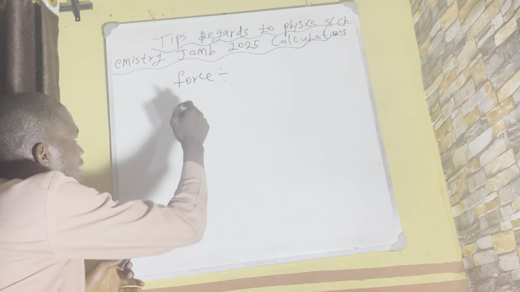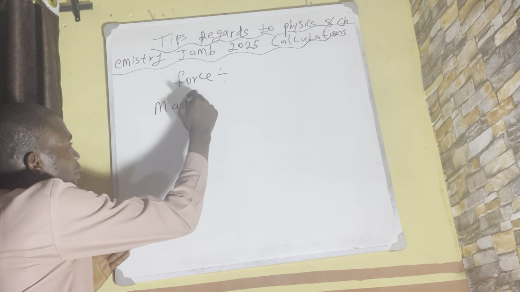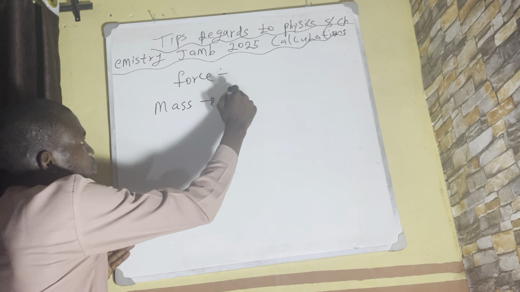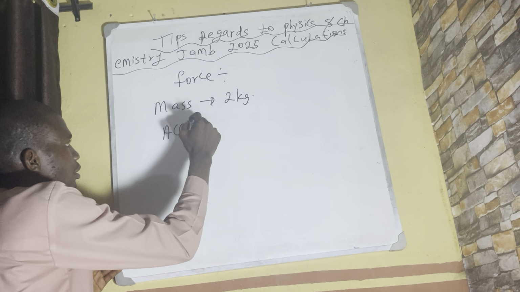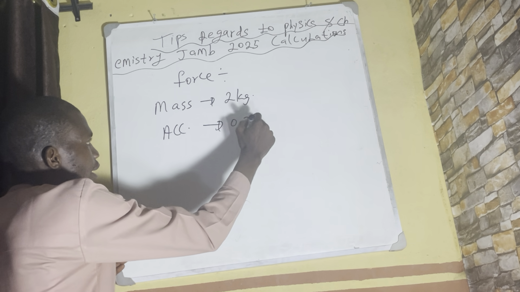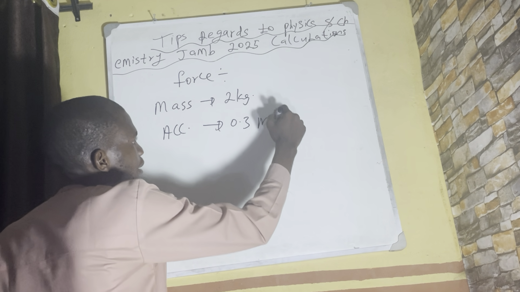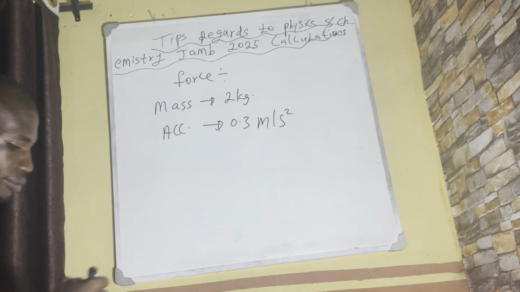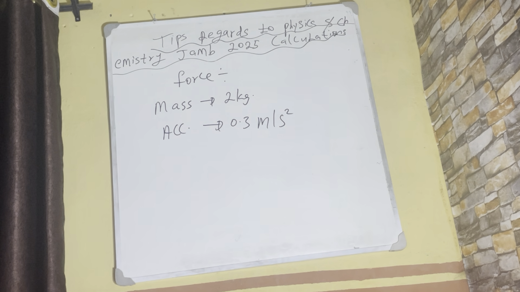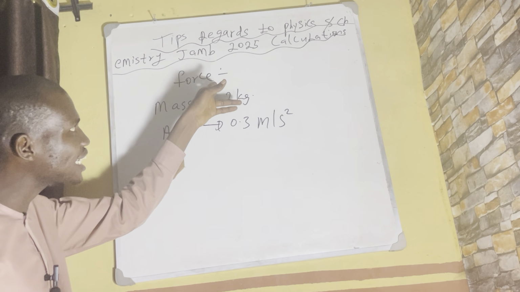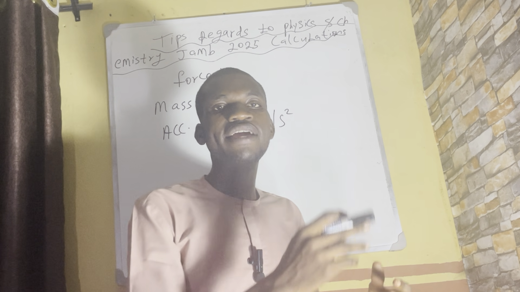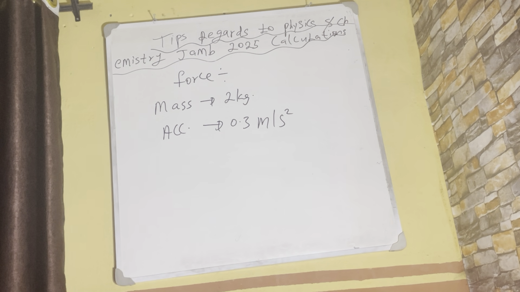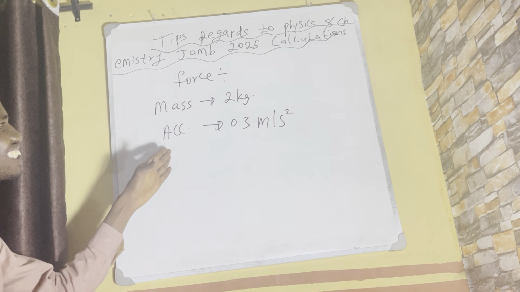Like now when they give you mass, from the parameters, mass is 2 kg, something like that. They give you acceleration at 0.3 meter per second square. Because I've told you that force means multiply everything, what we do is this times this. That is the function of force. Multiply everything. It's very important. Know this and know peace. When you know this, it will help you.